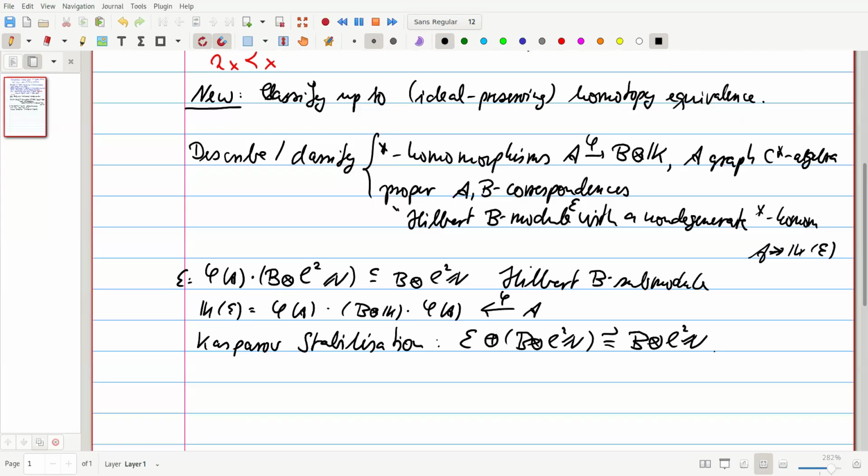Okay, and when I say classify these star homomorphisms or these proper correspondences, I mean by some kind of K-theoretic data. And it's really a classification up to isomorphism. So we can completely describe these proper correspondences or these star homomorphisms using K-theory data. And I suppose this is where I should start.